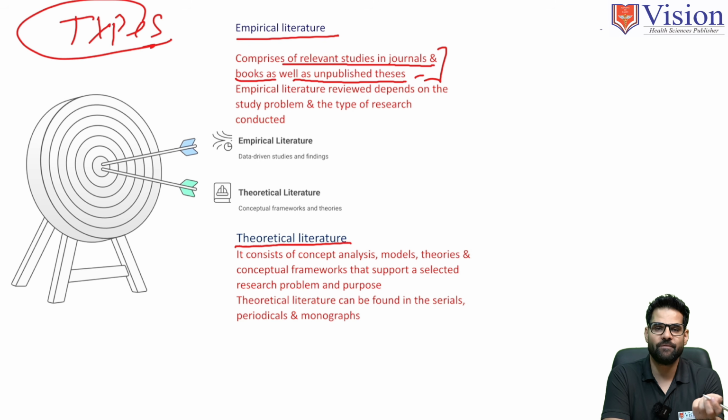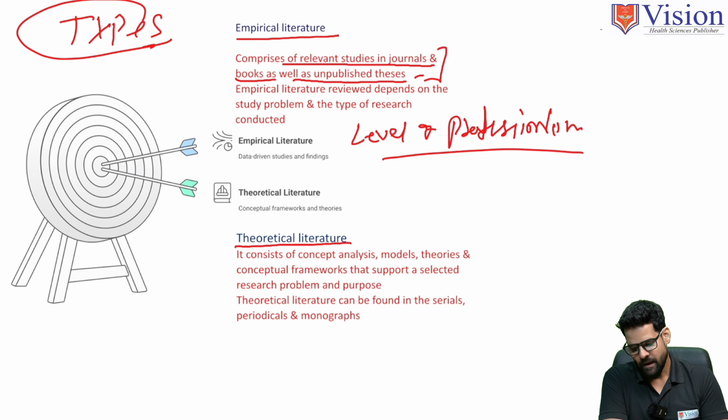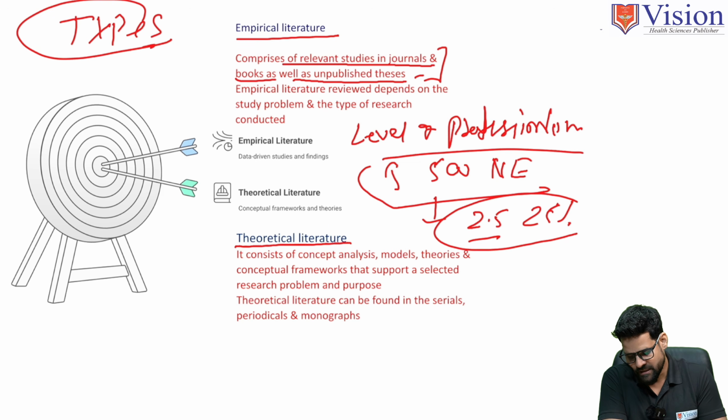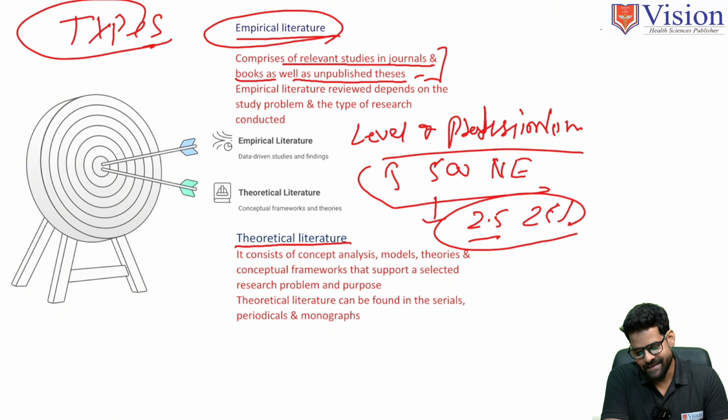That is empirical research. For example, suppose I wanted to assess the level of professionalism, and I collected data from 500 nurse educators, and after that I say the level of professionalism on a particular criterion is 2.5, or 25%. So this is empirical literature. Independent research primarily done by scholars and published is called empirical literature. These are data-driven studies, so whatever findings you are presenting are based on information primarily collected by the person.